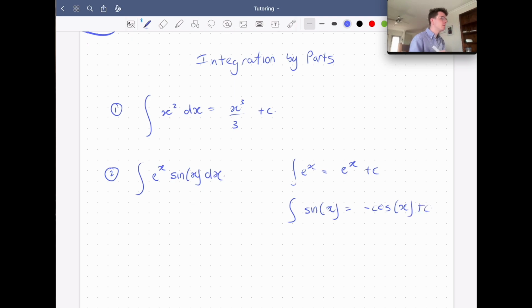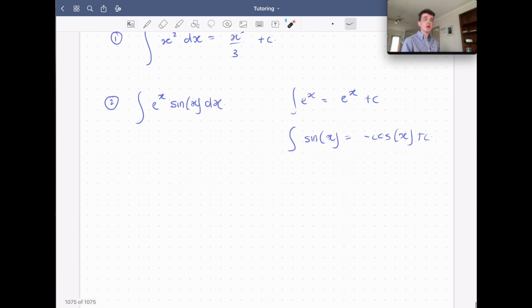But what happens if I've got the product of functions? Like, what if I've got what I just wrote down there, e to the x sine x? It becomes a bit tricky. And that's where we're going to learn the fun little process of integration by parts.